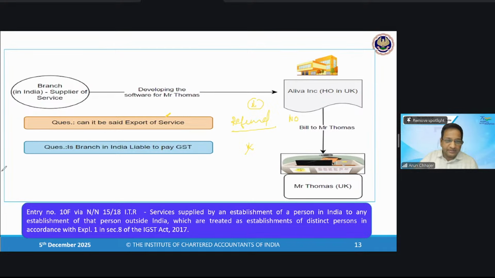Sorry, let me repeat once again. First, here you can go for LUT, and here you are not required to pay the tax. Here you can take the refund of accumulated ITC, and here you can take no refund of accumulated ITC. Third, no reversal of ITC, but here you need to do the reversal of ITC. Why? Because of 17 subsection 2, which says that it is exempted supply, so proportionate ITC needs to be reversed. Is that clear?